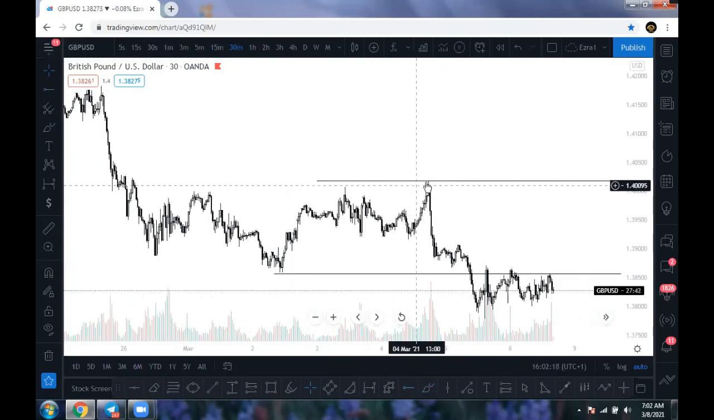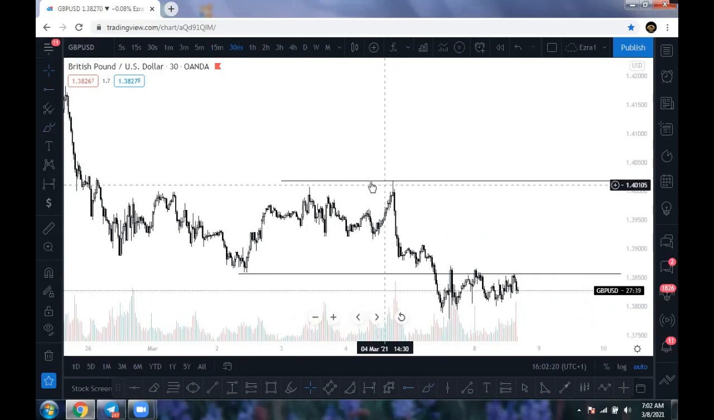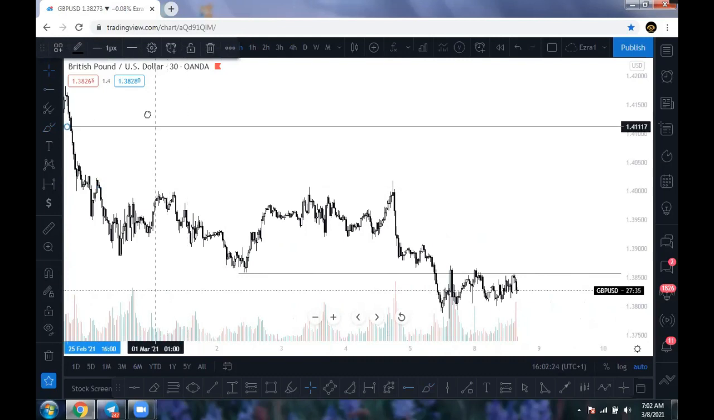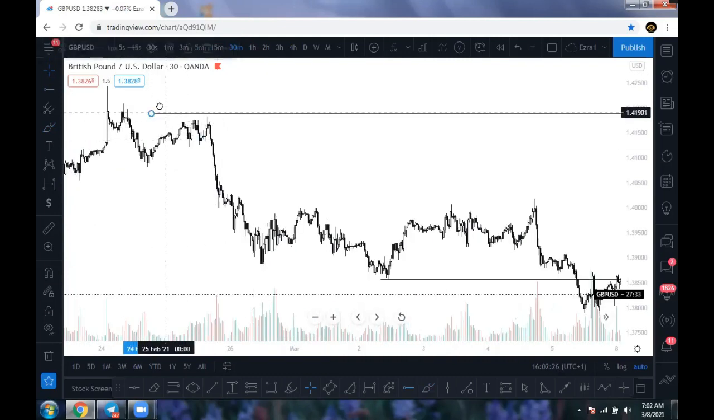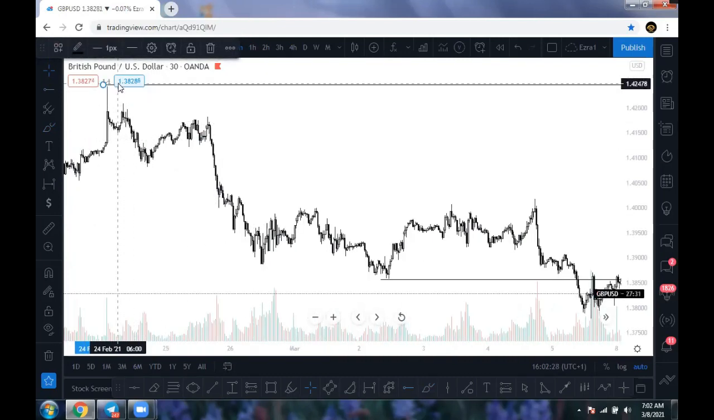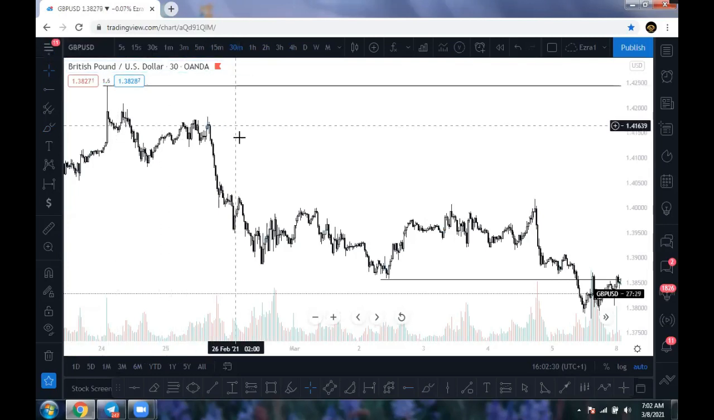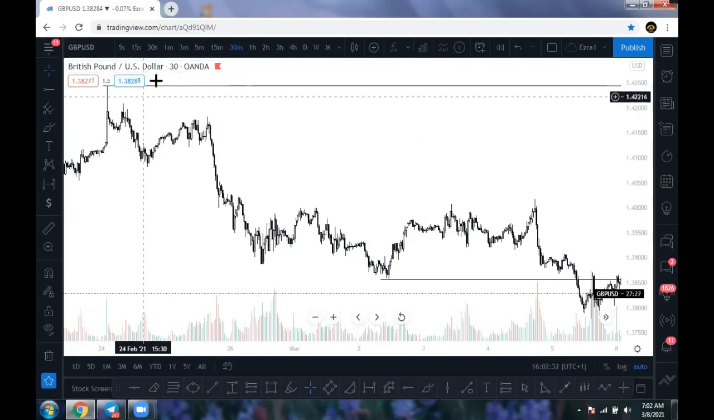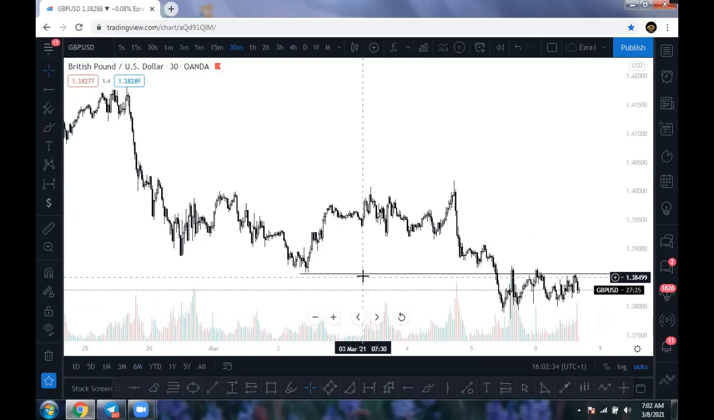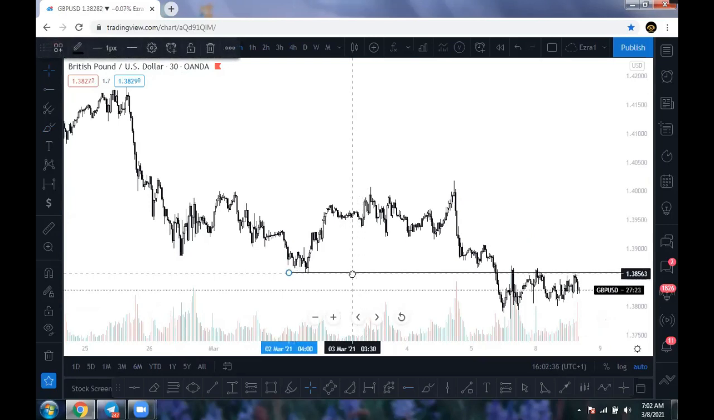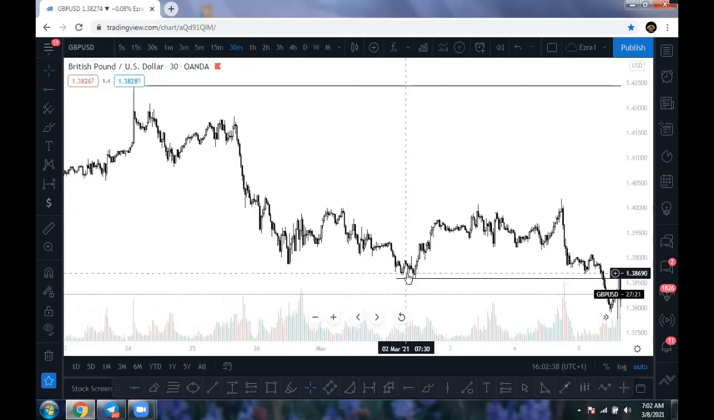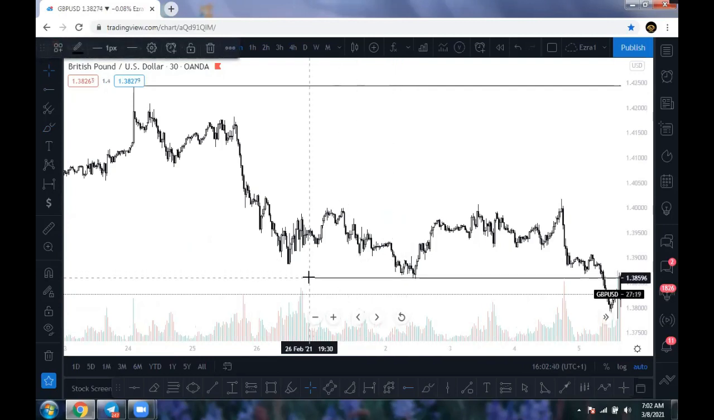We have the high for that last week. Friday, this is the high of Friday. This is the high of that week. This is the high. Now this is the low of that week. The market has swept below the low of that previous week.